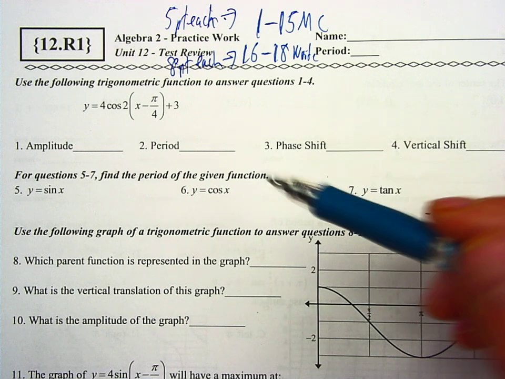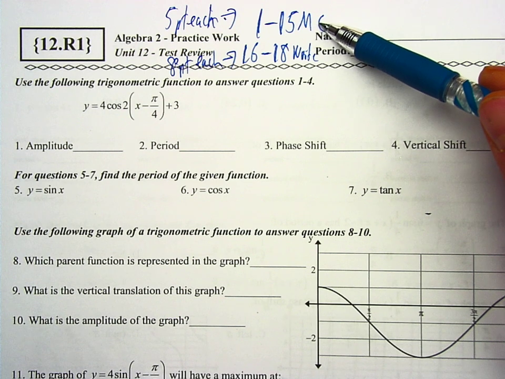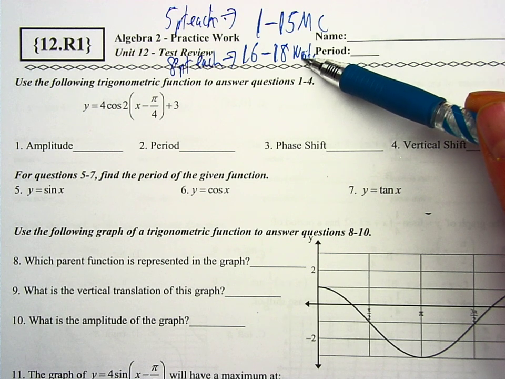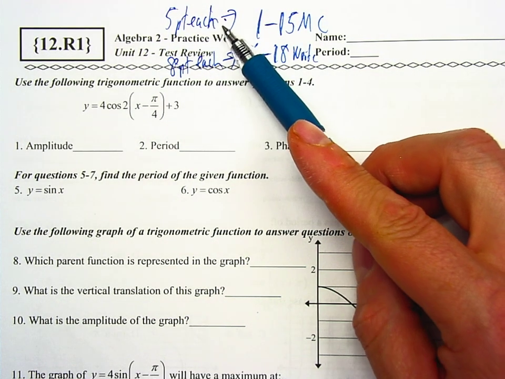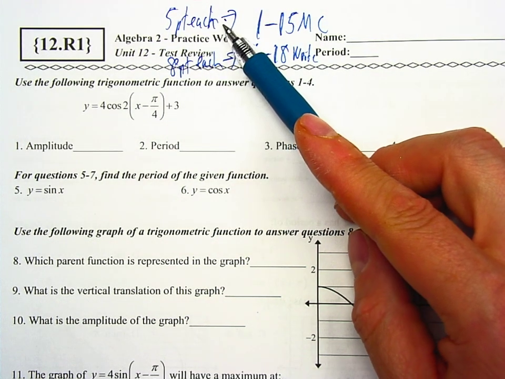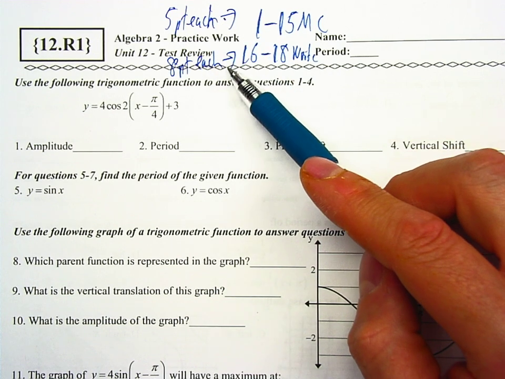I'm going to go through the Unit 12 review here. So first off, the test. It's 18 questions: 15 multiple choice and 3 write-ons. I intend to make the multiple choice 5 points each, and the write-on questions 8 points each.